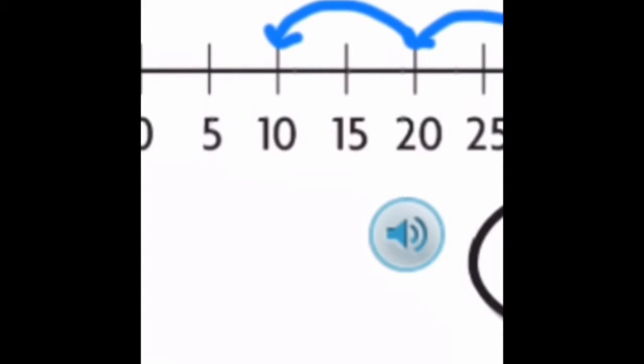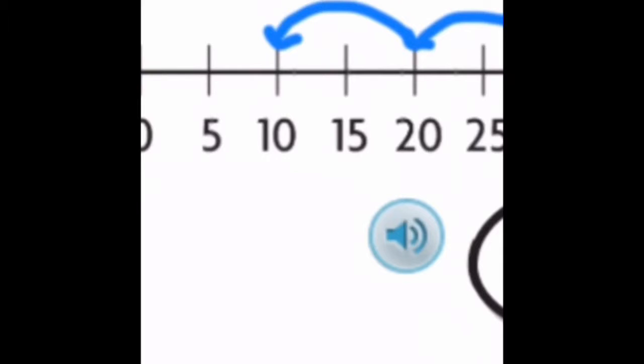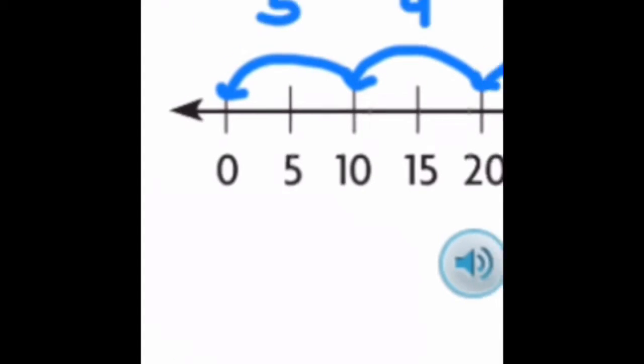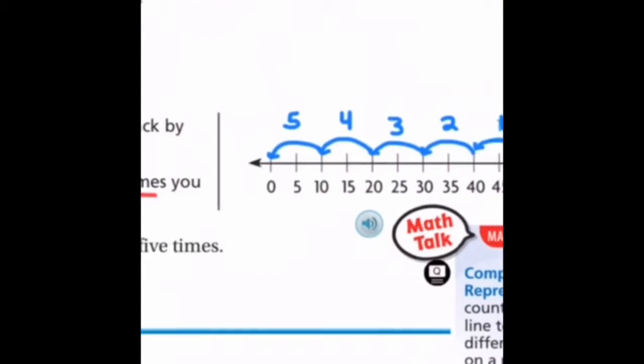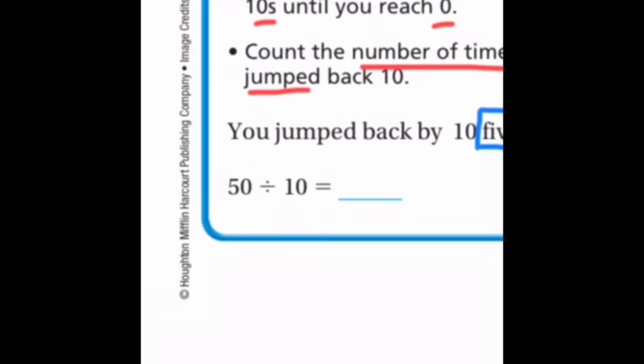20 to 10. That's the second time. Or, excuse me, the second time. How about the fourth time? Yeah, there we go. And then from 10 to 0, and that was our 5th time counting back on the number line. So we jump back 10, a total of 5 times. So 50 divided by 10 is 5.